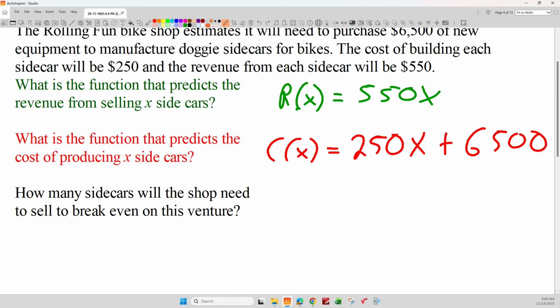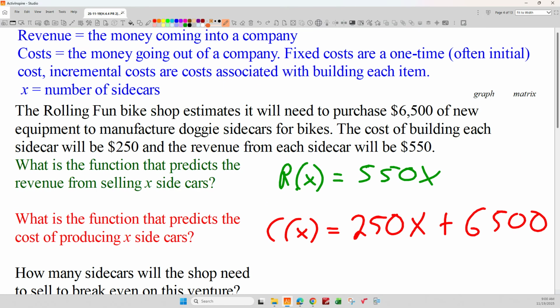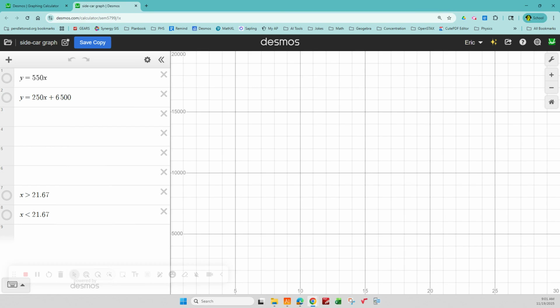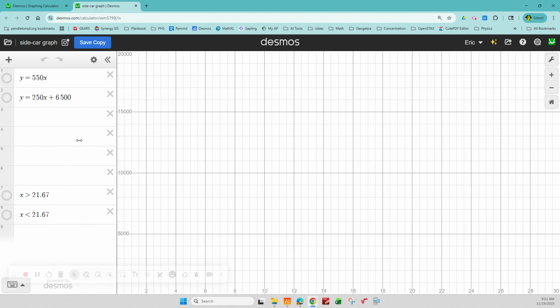How could I find out? Yeah, set them equal to each other, right? That's really all I'm doing. And if I wanted to, a graph is pretty useful here. If I wanted to graph both of these functions, right, I've got my, instead of Y, I'm going to call that R of X. So that's my revenue function that I can graph.